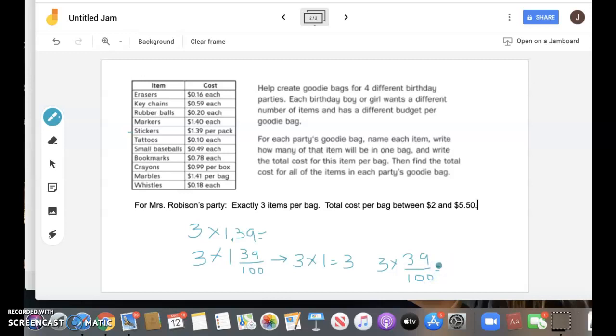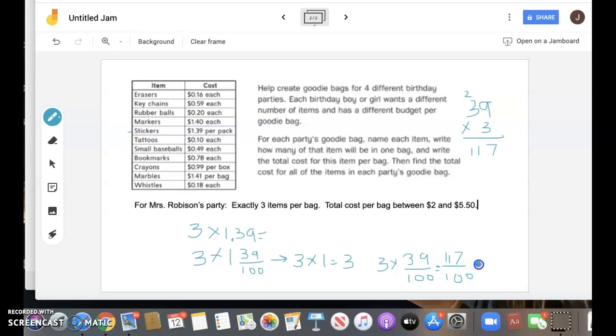So you might need to do work for 3 times 39 off to the side. So if I do 39 times 3, I know that 3 times 9 is 27, so I'm going to put down my 7. I'm going to carry my 2. 3 times 3 is 9, plus 2 more makes 11. So that would give me 117 100ths.